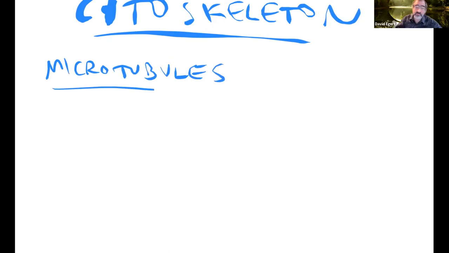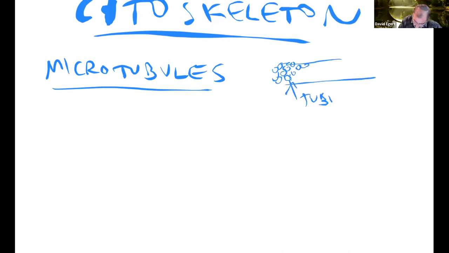We'll see them playing many different roles, from making the cilia beat back and forth to cell division. They're what make the spindle to pull chromosomes from one side to the other. They're also going to be like railway tracks where you can pull little vesicles and move things from one side of a cell to another, particularly a long cell like a neuron that could be 3 feet long. Microtubules are made out of these little subunits called tubulin subunits. Tubulin.